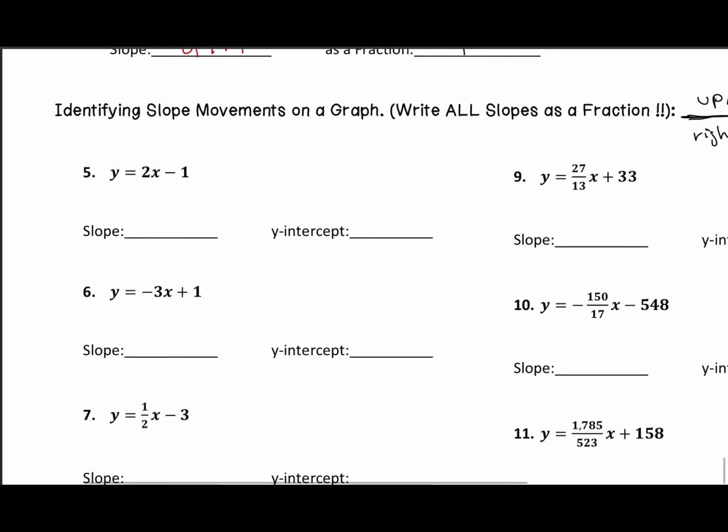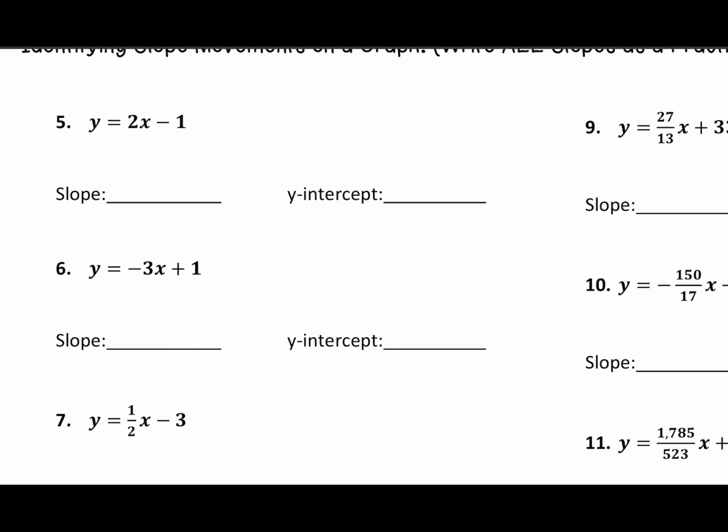So let's look at number 5 here. We've got y equals 2x minus 1. My slope here is the 2, but I have to write it as a fraction, so it's 2 over 1. Okay? Which means since this is a positive 2, I'm going to go up. Since this is a positive 1, I'm going to go right. The y-intercept is negative 1.